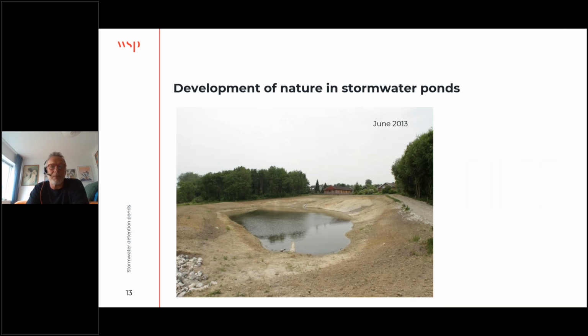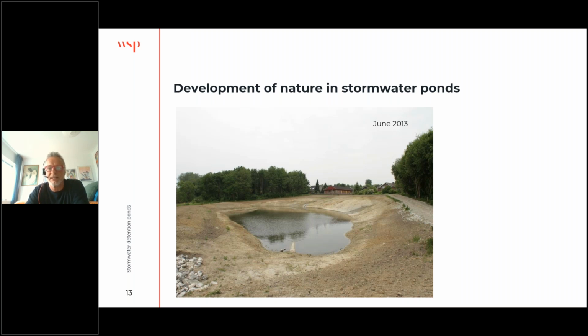Development of nature and stormwater ponds is very interesting because no matter what you do, they turn into nature. And from a planning and regulatory perspective, if you've got open water for more than 3 years, it's considered nature in a Danish context. And you have a very fast succession of nature in ponds.